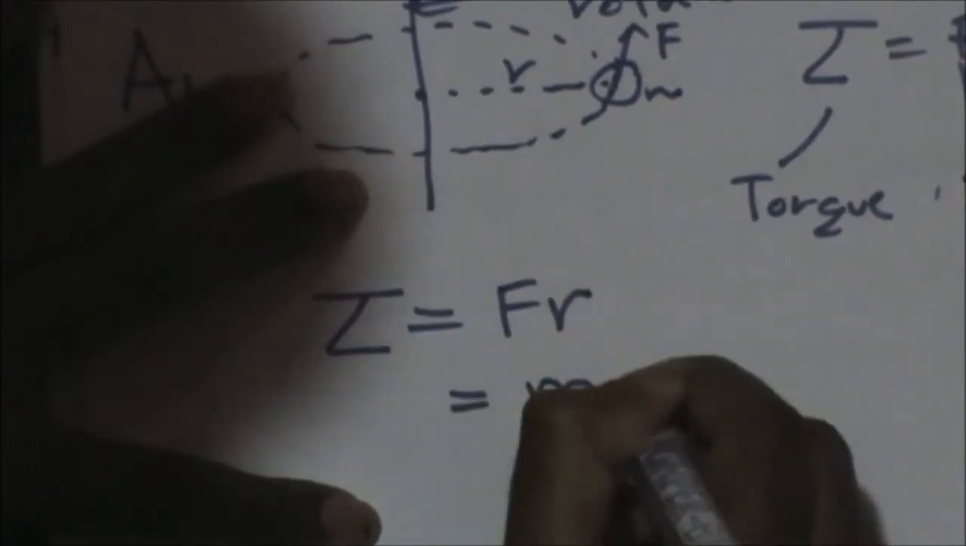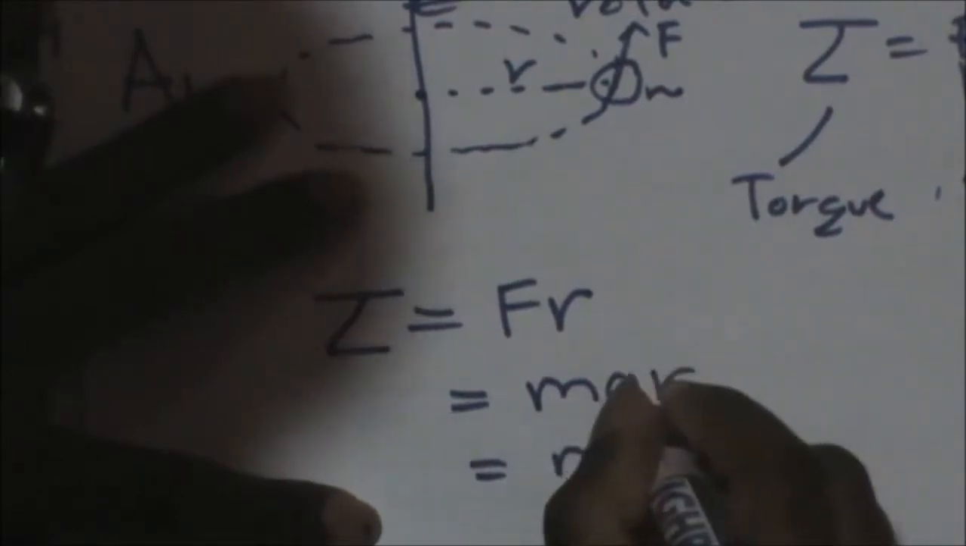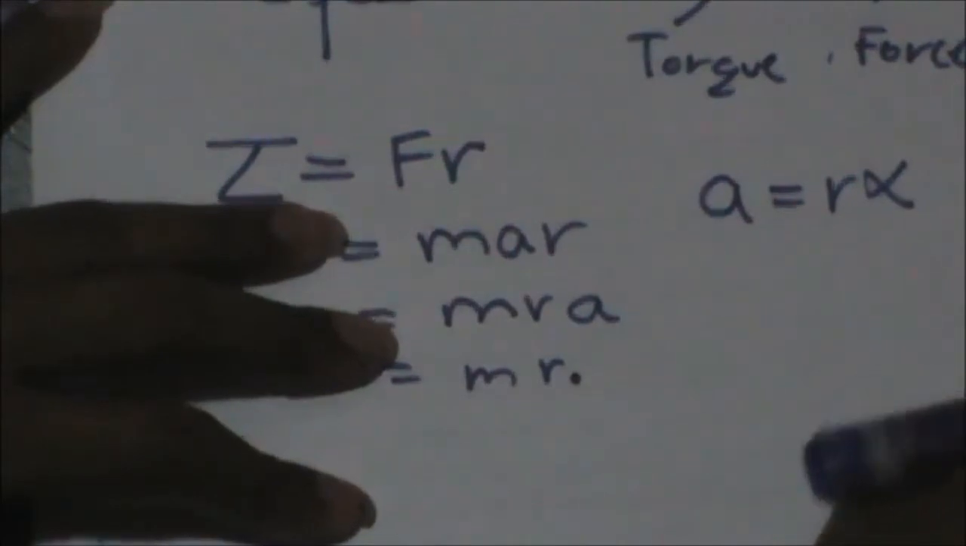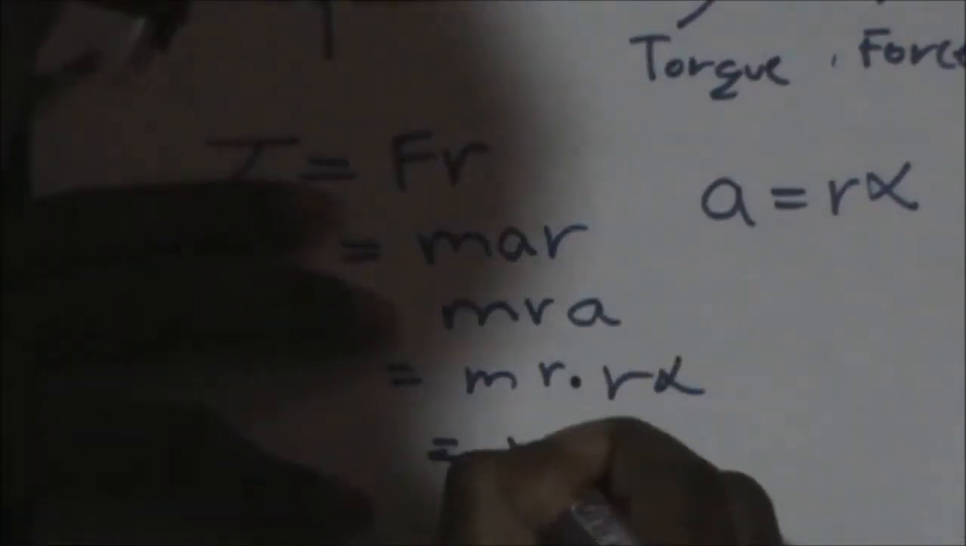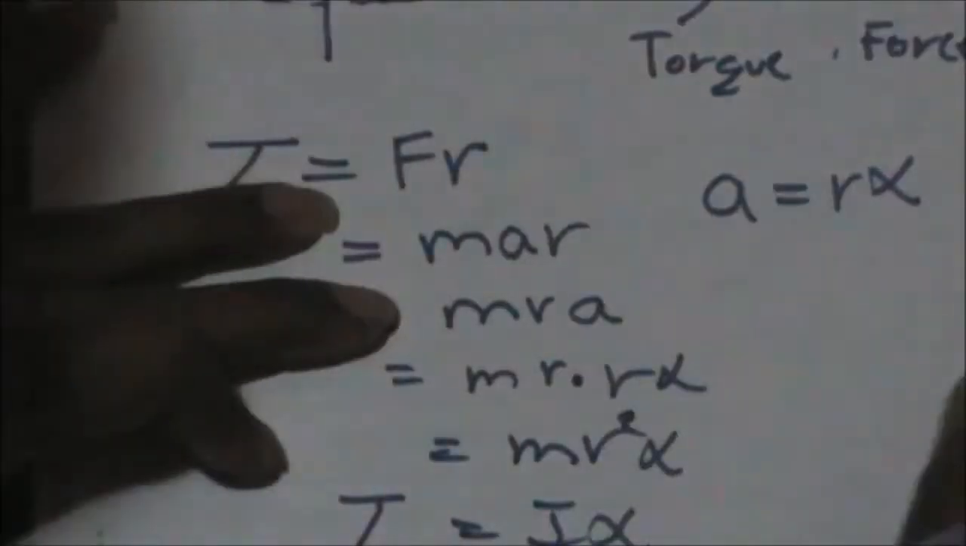When F equals ma, I'll take R here and a here, where a equals R alpha. Derive that. So a equals R alpha, so this is mR squared alpha. Take this on the side. So tau equals Fr, and this is also equal to I alpha. This is very important. So tau equals Fr and tau equals I alpha.